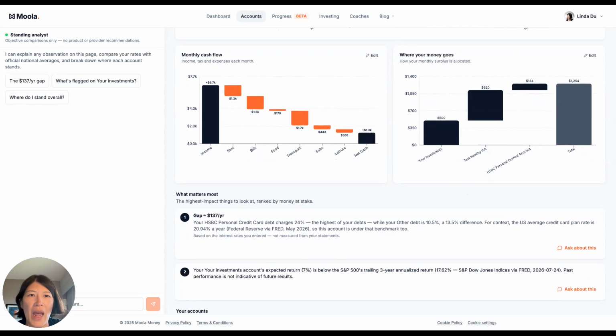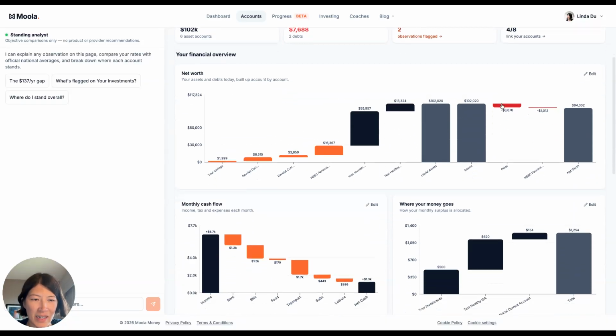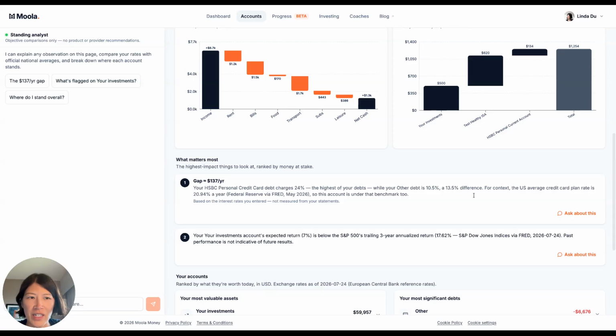I can also edit it directly with the open banking integration, which I showed you in the previous video. So update accounts, I can basically link to 1,700 live bank accounts in the UK and EU.